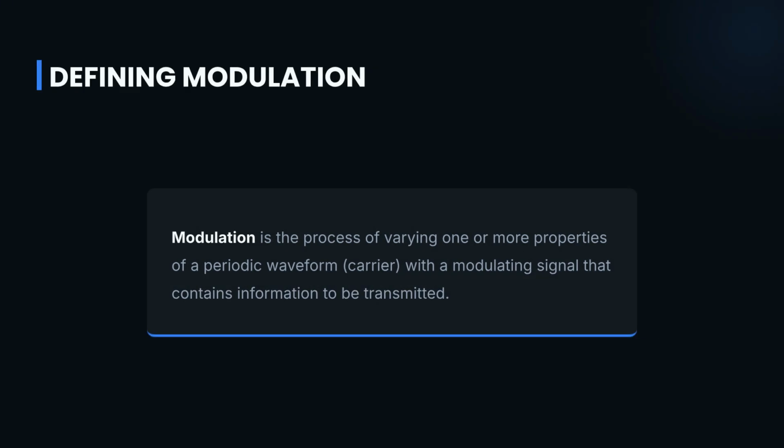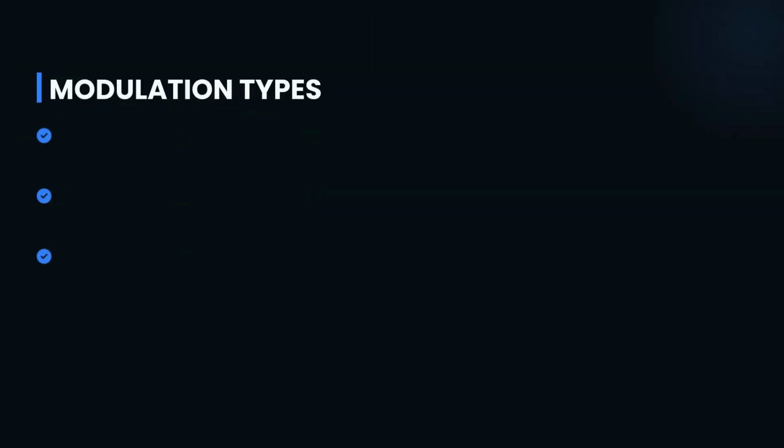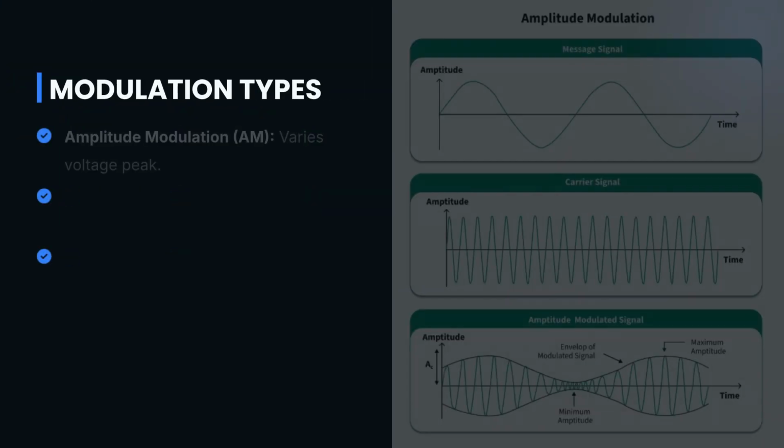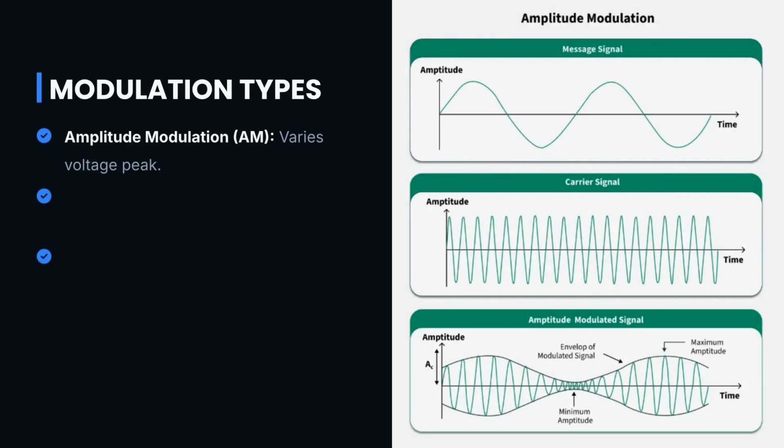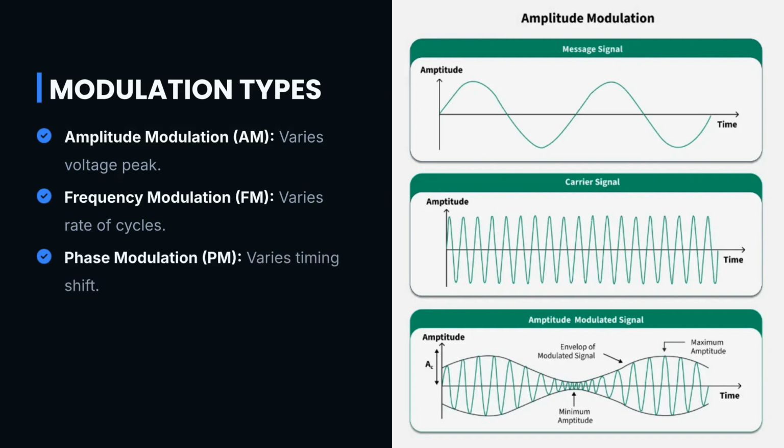Modulation is formally defined as the process of varying one or more properties of a periodic waveform, the carrier, with a modulating signal that contains the information to be transmitted. There are three primary modulation types. Amplitude modulation, or AM, varies the voltage peak. Frequency modulation, FM, varies the rate of cycles. Phase modulation, PM, varies the timing shift.